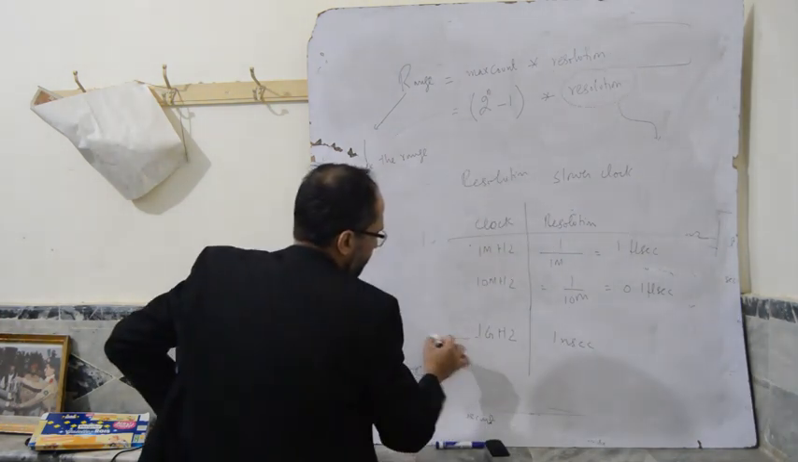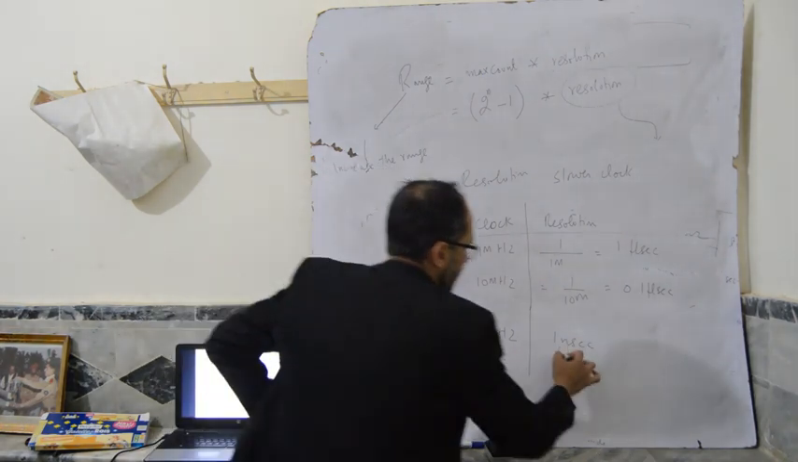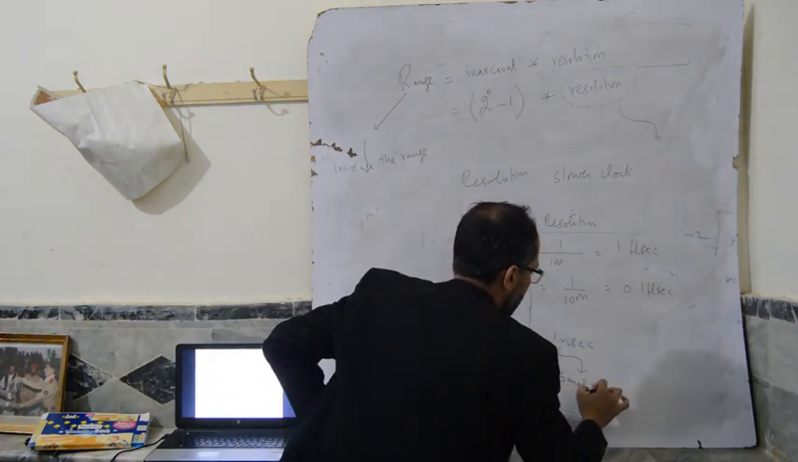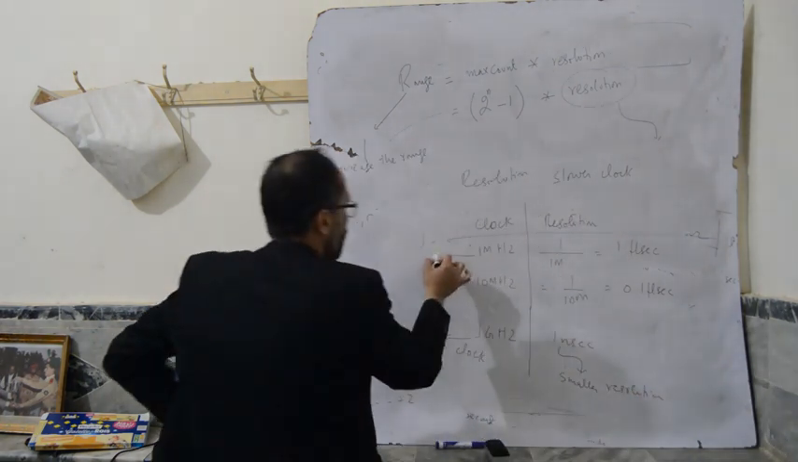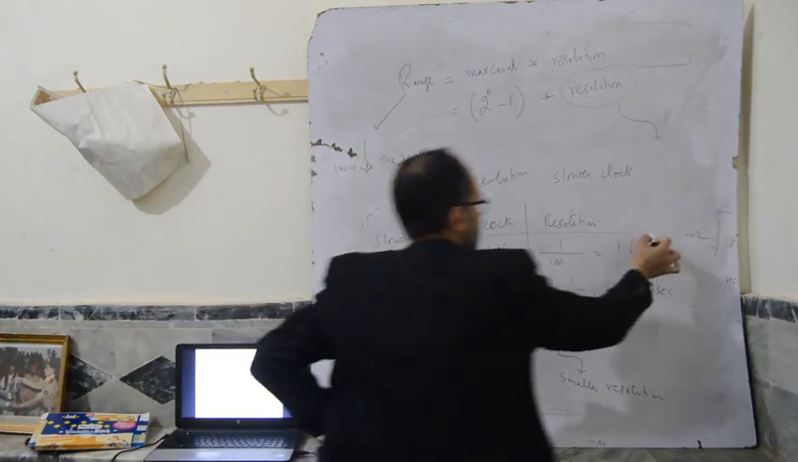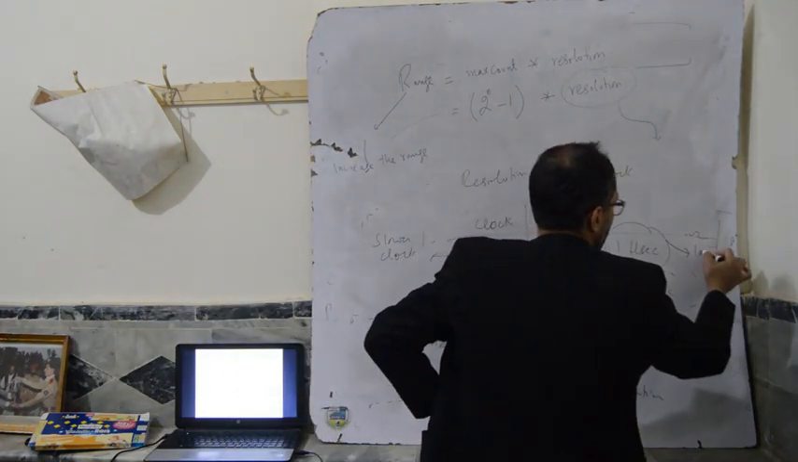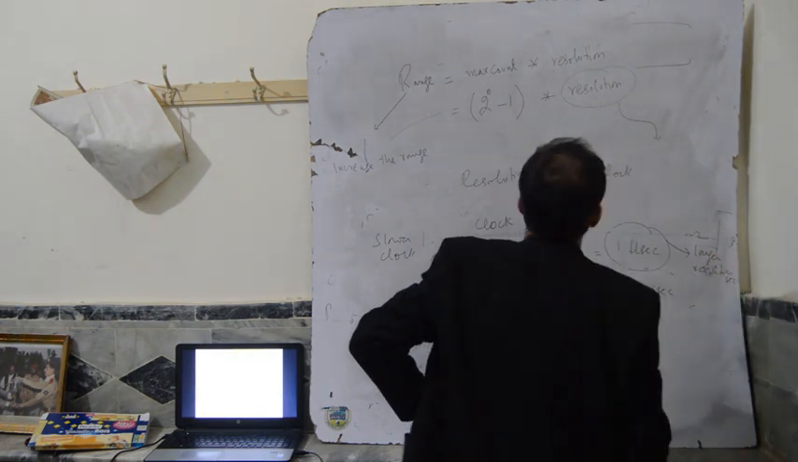So it means a faster clock has a smaller resolution, and a slower clock has a larger resolution.